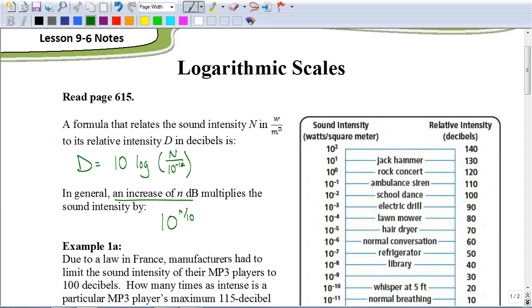One of which is relating to sound intensity, which is measured in decibels. And a formula that relates sound intensity to its relative intensity, D, in decibels, is given by this formula. And I want to make sure you write this down. We're going to use this a little later on. You'll use this in your assignment today as well.